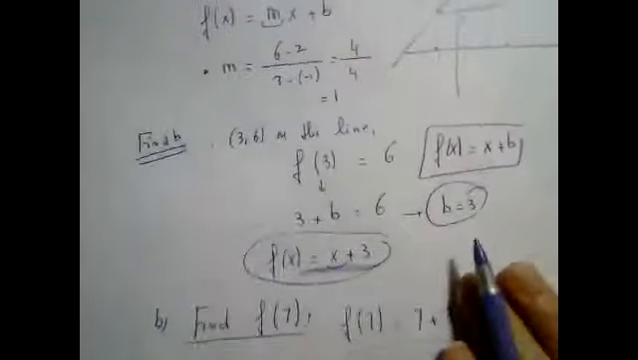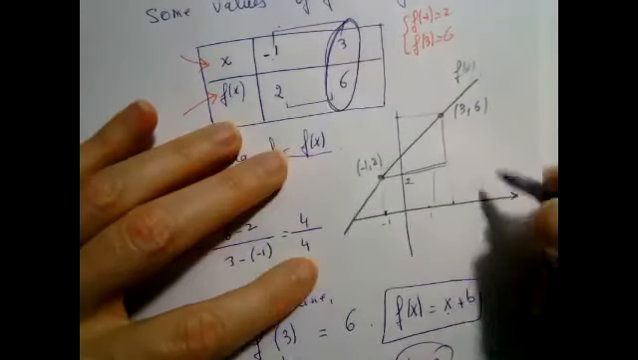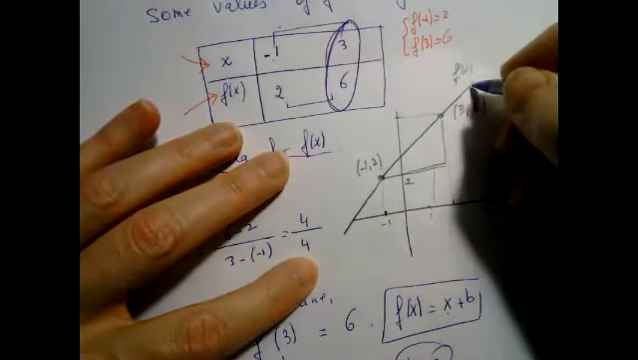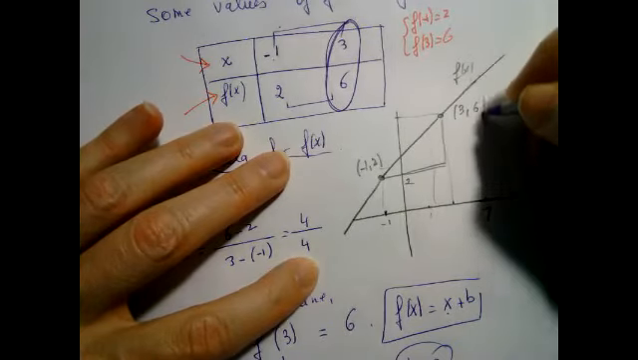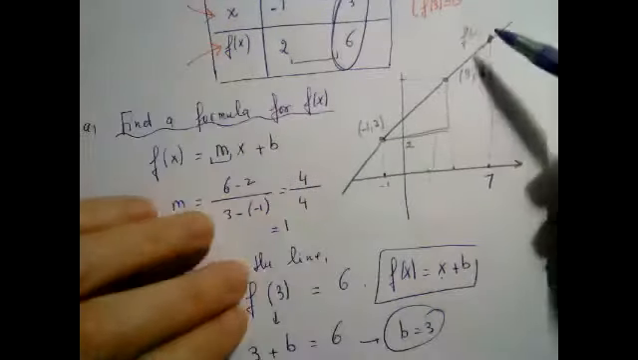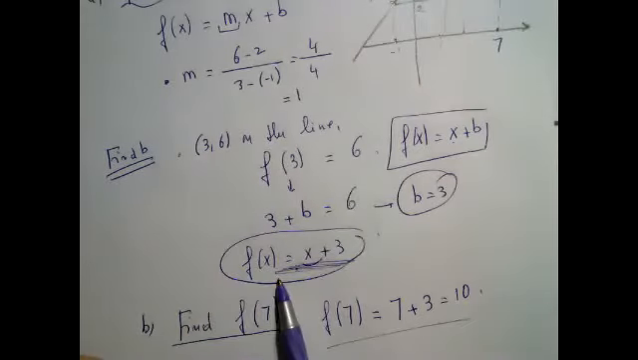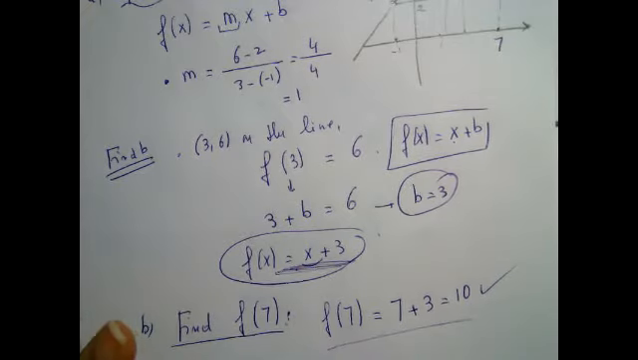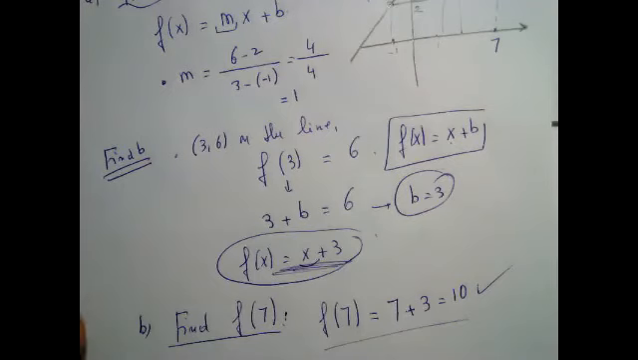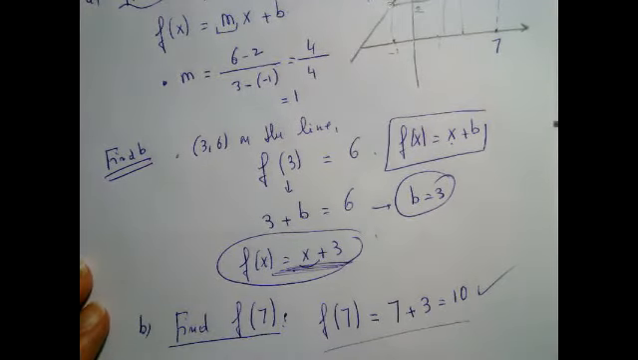So in this picture, if this is 7, what I'm asking you for is what's the output at 7? Since I have a formula for this function, the formula for this line, I plug in 7 for x and I get 10. So finding a formula for a function which is given to you as linear is actually finding the equation of the line that is given by the graph of this function.